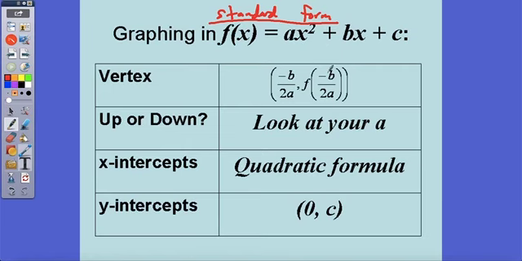So to find our vertex, we find -b over 2a. Remember, that's also our axis of symmetry. Axis of symmetry is still the x-coordinate of the vertex, so it's x equals -b over 2a. So our vertex is this, so negative b over 2a. Then you take that value and plug it back in for the x's to get the y value there. Up or down, same thing, you still look at that value for a. For the x-intercepts, you use your quadratic formula. And then for y-intercepts, you just look at this value for c. And we'll talk about the logic to that in a moment.